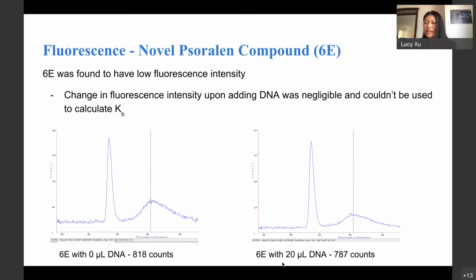So since fluorescence was unable to produce sufficient data to determine a binding constant, we need to use another method, UV absorbance spectroscopy. And in order to isolate the changes in psoralen spectra, I used equilibrium dialysis. As I mentioned before, only the side with the free psoralen is analyzed, so there wouldn't be any interference from the absorbance spectrum of DNA.